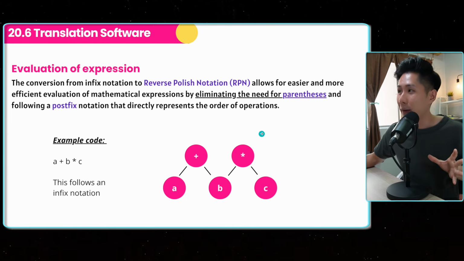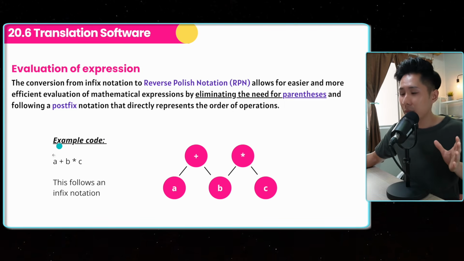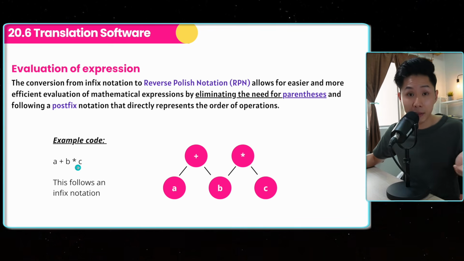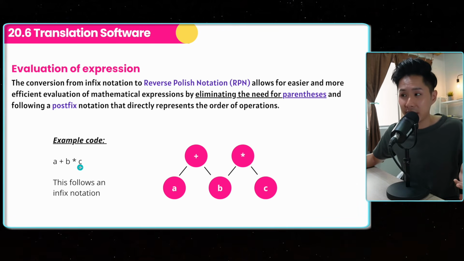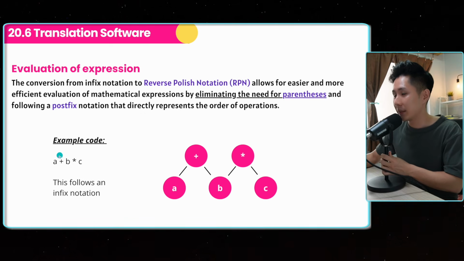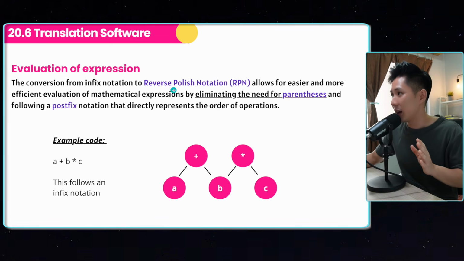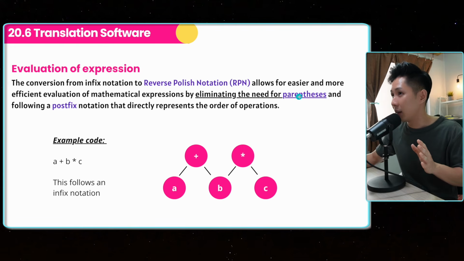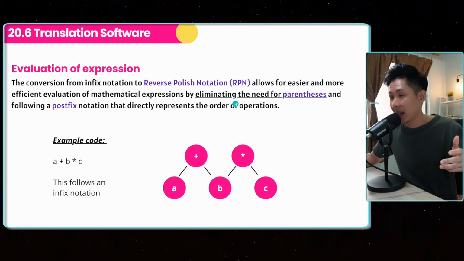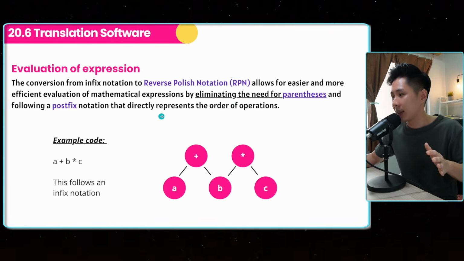Now, the last part is how a computer can read this line of code here. We know that it's A plus B times C, but according to the rules of mathematics, the multiplication has to go first. But how does the computer know this? There has to be an algorithm that handles it. That's when we need to convert something like that. They will convert it into reverse Polish notation, which allows for easier and more efficient evaluation of mathematical expressions, and it also eliminates the need for parentheses, following a postfix notation.